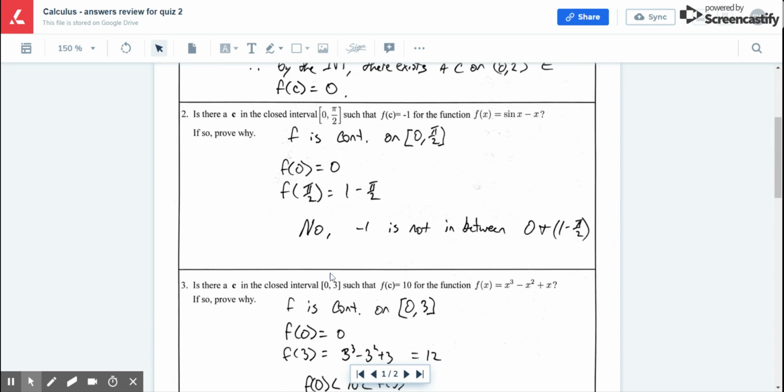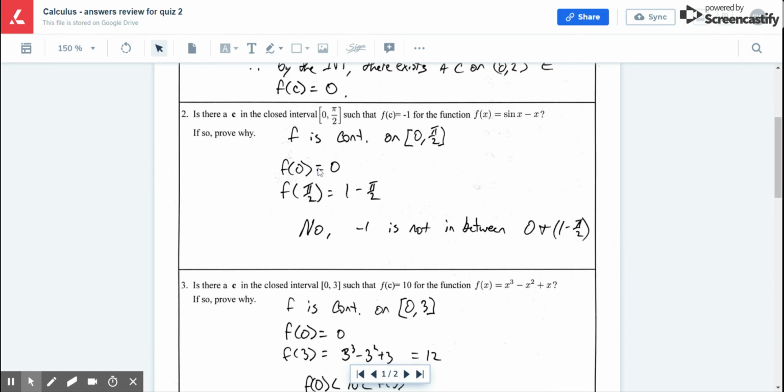All right, number 2, is there a c on the closed interval such that f of c equals -1 for this function? If so, prove why. So this one is sine. Remember, sine and cosine are always continuous. So that means there are no continuity issues on this. So I can go ahead and say f is continuous on this interval.